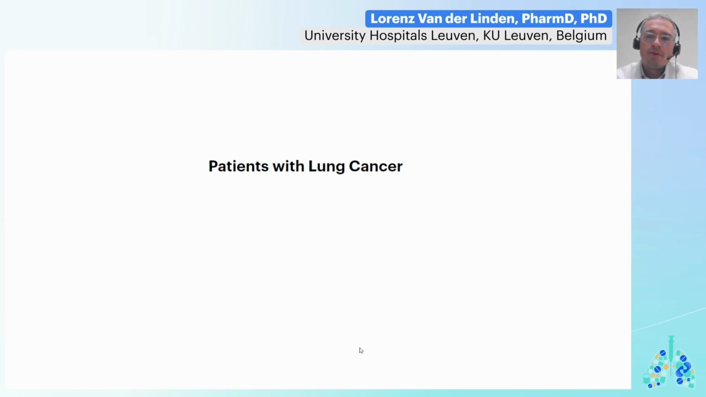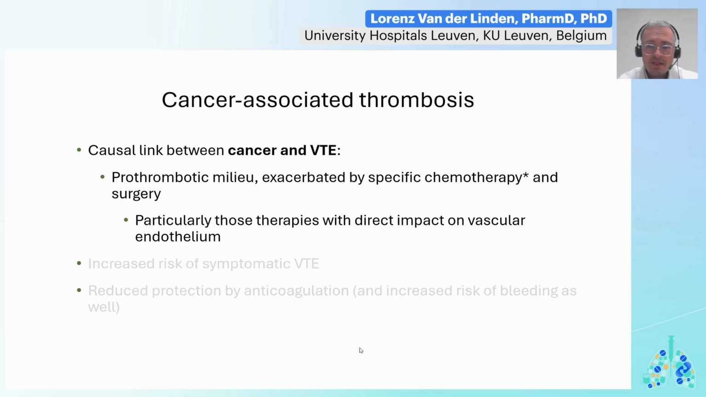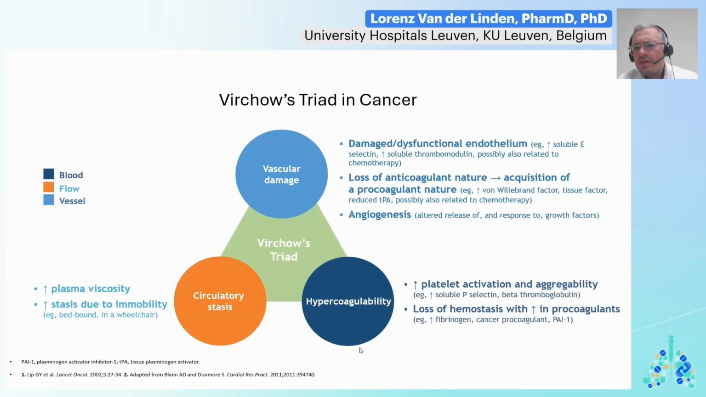So first, I'll focus on cancer and lung cancer specifically. Cancer, as we know, confers an increased thrombotic risk. There's a clear causal link explained by a prothrombotic state. In cancer, each of the 3 components of Virchow's triad that predispose for thrombosis have some abnormalities. For instance, many procoagulant factors such as tissue factor are increased. These mechanisms are likely to be multiple and synergistic.